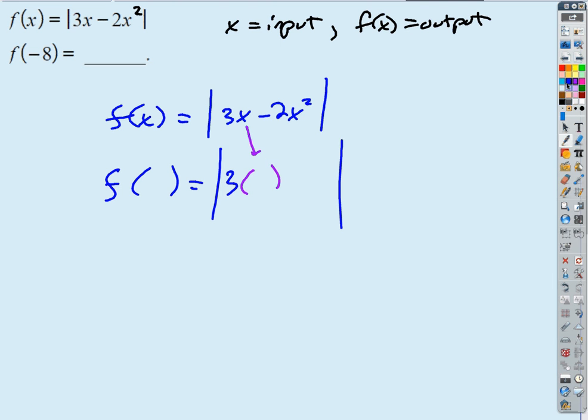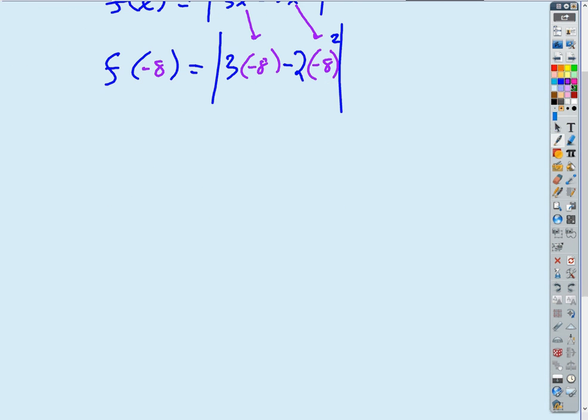So I get 3 times whatever my number is, minus 2 times my number squared, right? And if my number is -8, that's the number that I'm dumping into the jars, into the variable x. Does that make sense? I'm plugging that value in for x. And so when I simplify this, what am I going to get?